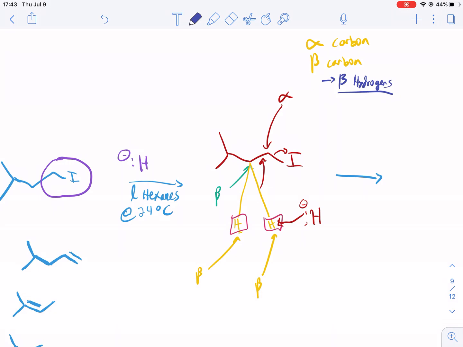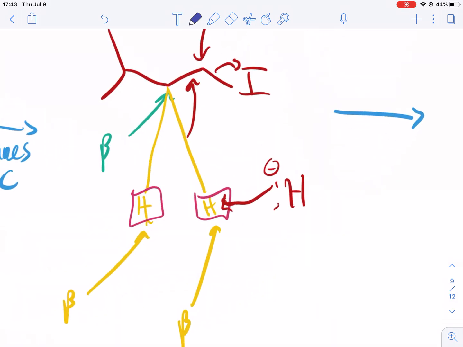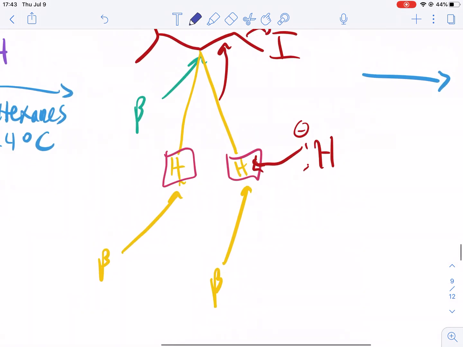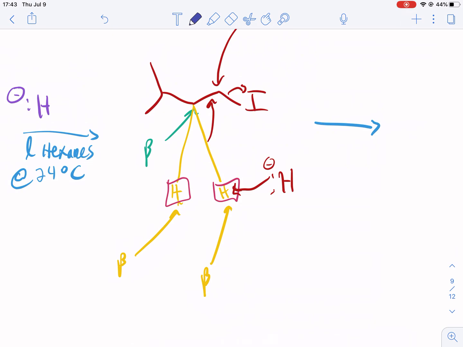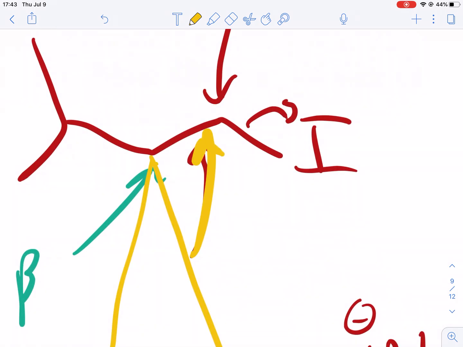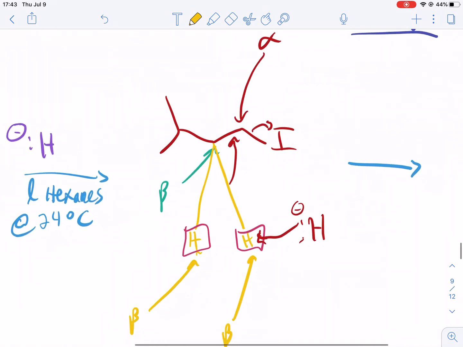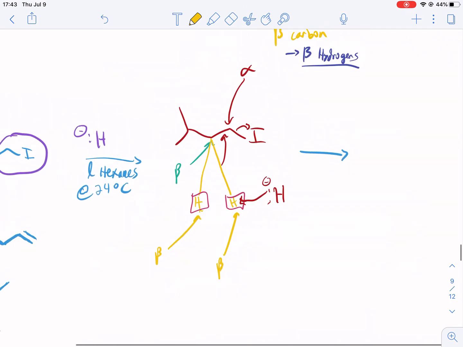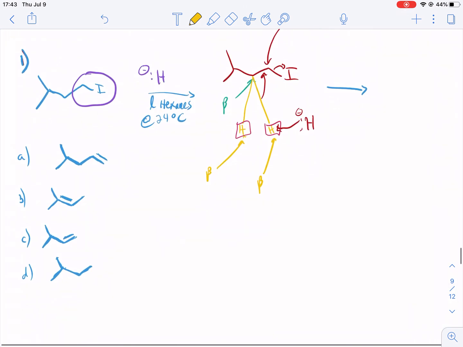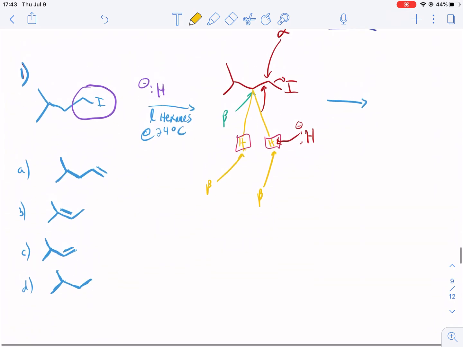So we see a hydride that's going to pull off one of these hydrogens right over here. Now, in this case, it doesn't matter which one, because this bond is going to come down here to a double bond. Because I know the answer, this is going to be an E2 reaction.